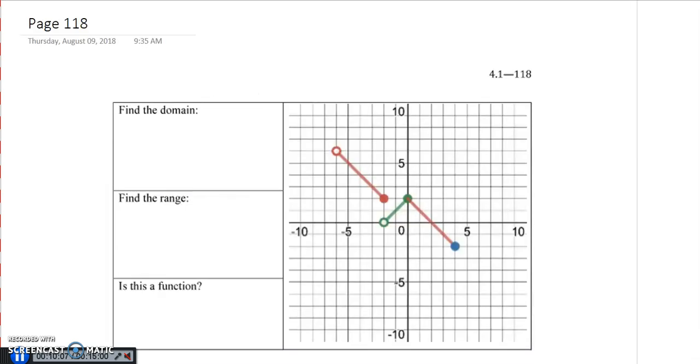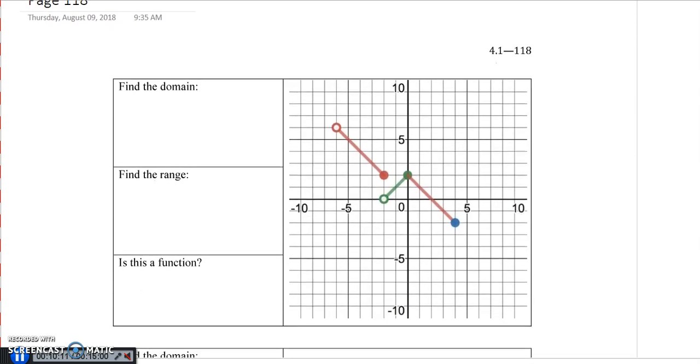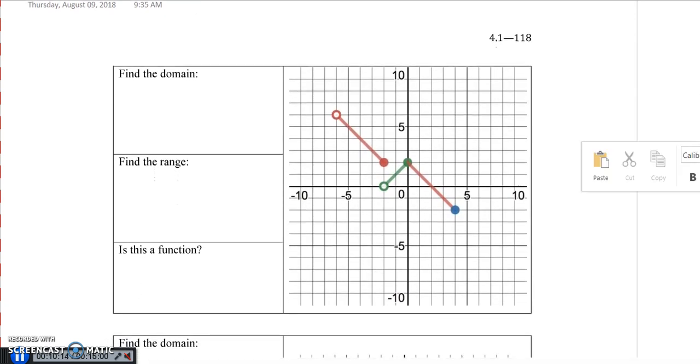So now moving on to page 118, we're just going to look at this first one here. If we're given a graph, how can we tell what the domain is? Well, the domain deals with the x value. If I start looking from the left, where's the first time x appears? The first time we get an x is right here at that line, which is -6. So it is our first x value, -6.